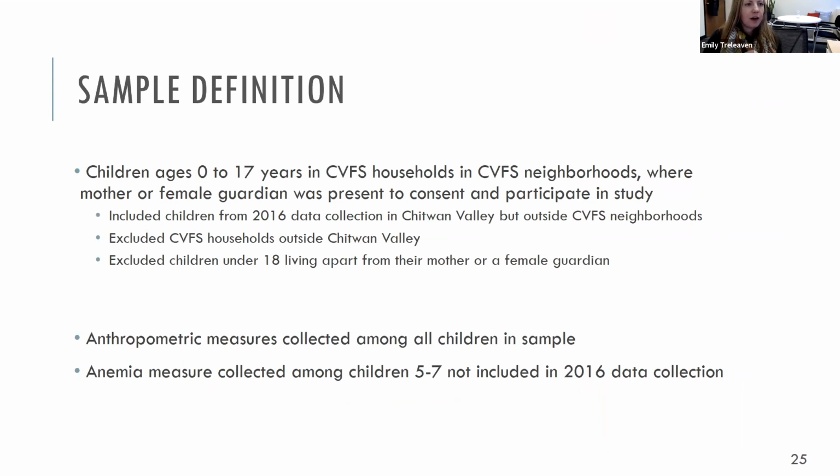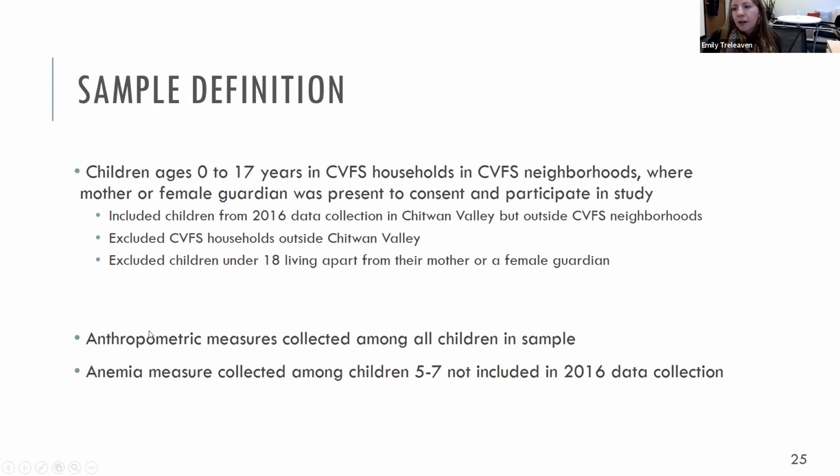So in this data collection, our sample was really similar to the previous one. Again, we interviewed children 0 to 17 in CVFS households in CVFS neighborhoods where a mother or female guardian was present. We also included children that had been in the 2016 data collection that had moved out of CVFS neighborhoods, but were still living in Chitwan Valley. But we did, for budget reasons, need to exclude CVFS households outside of Chitwan Valley. Again, we, for IRB reasons, excluded children who were not living with a mother or a female guardian that could provide consent.